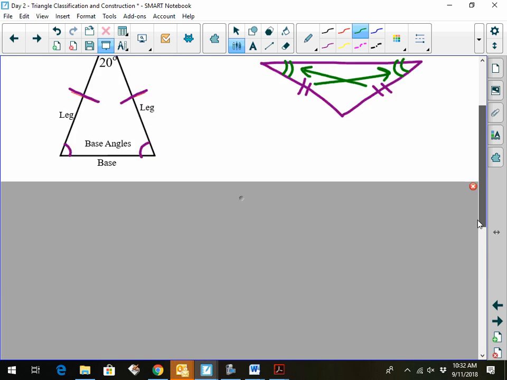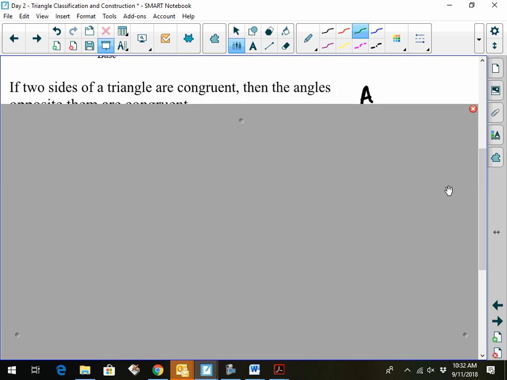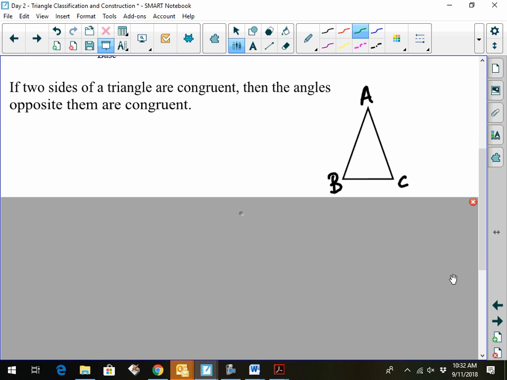So looking at isosceles triangles, we have a couple different ideas of them. So here's one idea that we can see is true. It says if two sides of a triangle are congruent, then the angles opposite them are congruent. And that's kind of what we saw up above. So if we know that those two sides are congruent, and let's write this in math language, if segment AB is congruent to segment AC, then the angles opposite them are congruent.